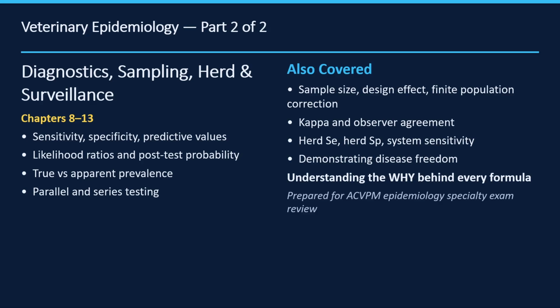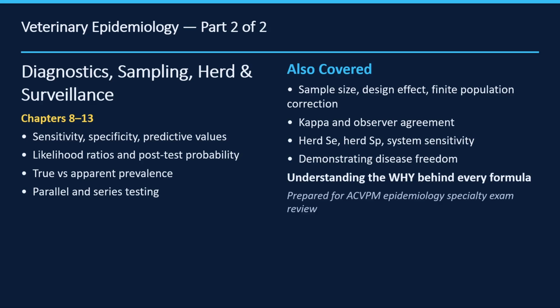Part 1 was frequency and association: incidence, prevalence, risk ratios, odds ratios, study design, bias, confounding. Part 2 is diagnostics and sampling: sensitivity and specificity, likelihood ratios, true versus apparent prevalence, combining tests in parallel and series, sample size, clustering, kappa, herd level test performance, and demonstrating disease freedom.